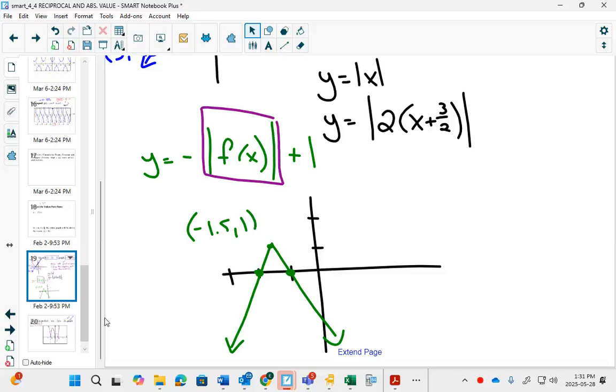So sometimes they mix things together, like they do an absolute value, but then add some transformations to it, sort of combining a bit of chapter 3 with this topic from our last chapter. And that's it.